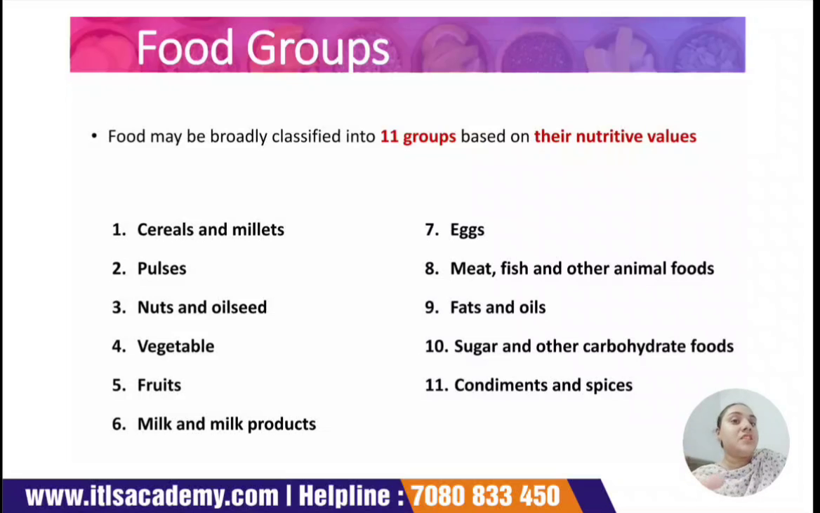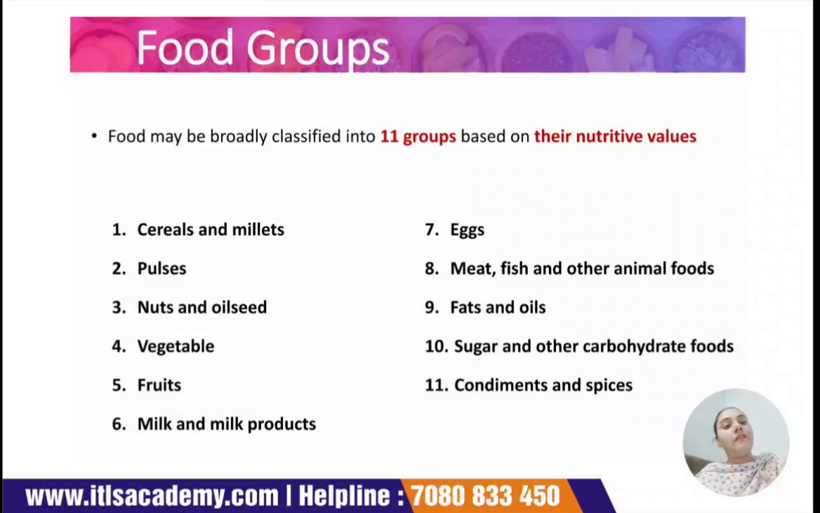The first one is cereals and millets, the second is pulses, third is nuts and oil seeds, fourth is vegetables, then comes fruits, then milk and milk products, eggs, meat, fishes and other animal food, fats and oils, sugar and other carbohydrate foods, and the last one is condiments and spices. So these are the 11 food groups in which the food is mainly classified.